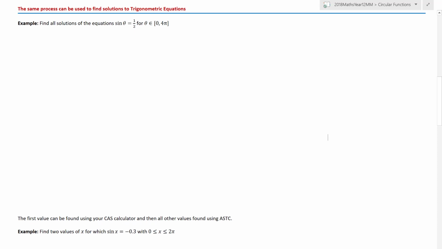When you solve equations, you've got to realize there's actually more than one solution. If you were to put sine theta equals half into your calculator, using the CAS, you'd probably use x rather than theta. Your calculator will come out with either 30 degrees or pi on 6, depending on the mode. Now, believe it or not, that's not the only answer. And hopefully you're aware why.